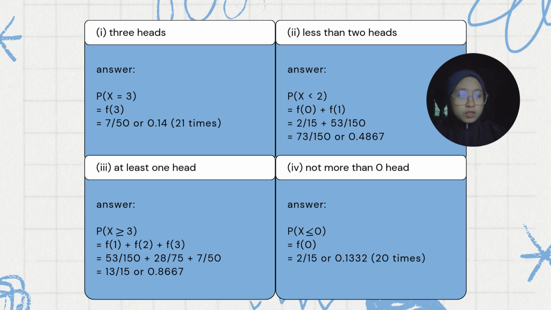Last one, probability of not more than 0 heads appearing. The information already gave that 0 heads appeared 20 times, which means the probability of not more than 0 heads appearing is equal to 0.1332.